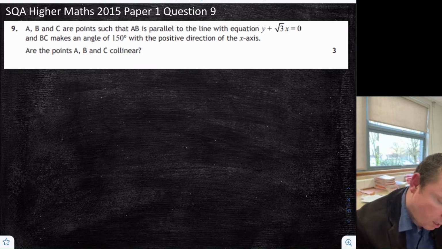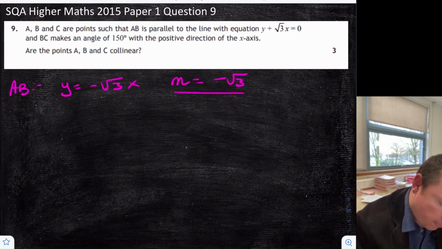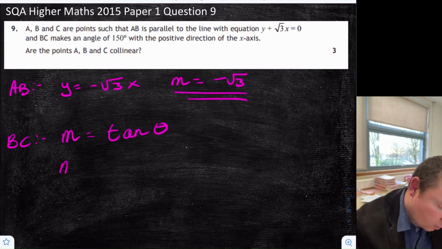So the first part is to work out the gradient of AB. For A to B, we have got y equals minus root 3x. So the gradient of that section is just minus root 3. For B to C, well, gradient equals tan theta because we've got the angle 150 degrees. So our gradient is equal to the tan of 150.